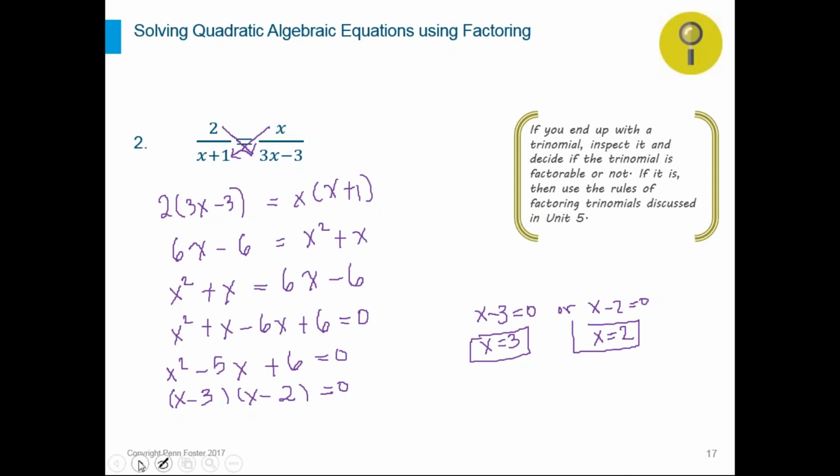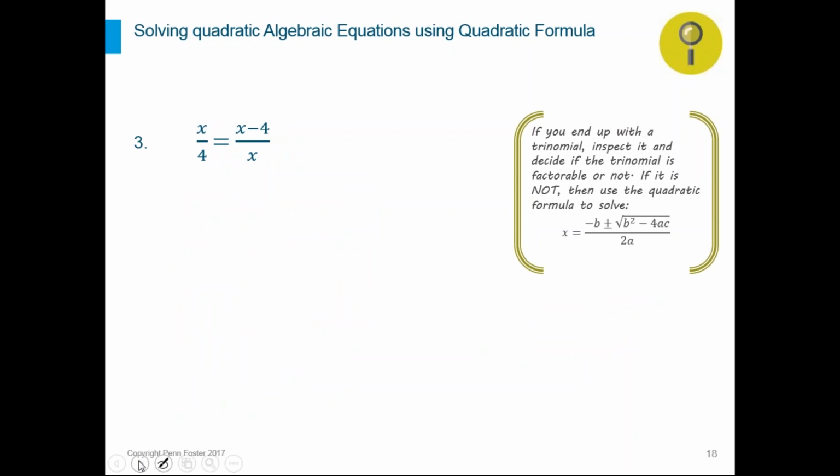Let's look at a final question on that topic. x over 4 equals x minus 4 over x. Well, a fraction equals a fraction, then cross multiply. So cross multiply and cross multiply. So you can do x times x is x squared, of course, equals 4 times x minus 4.